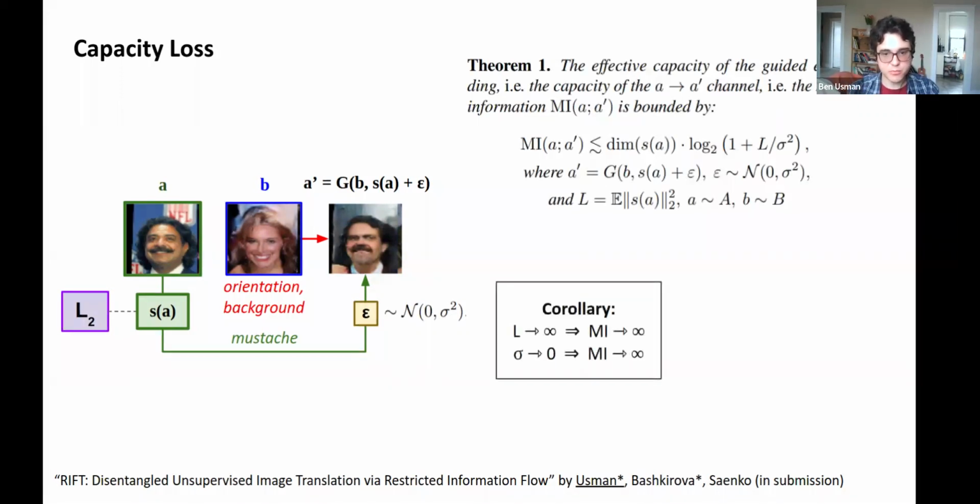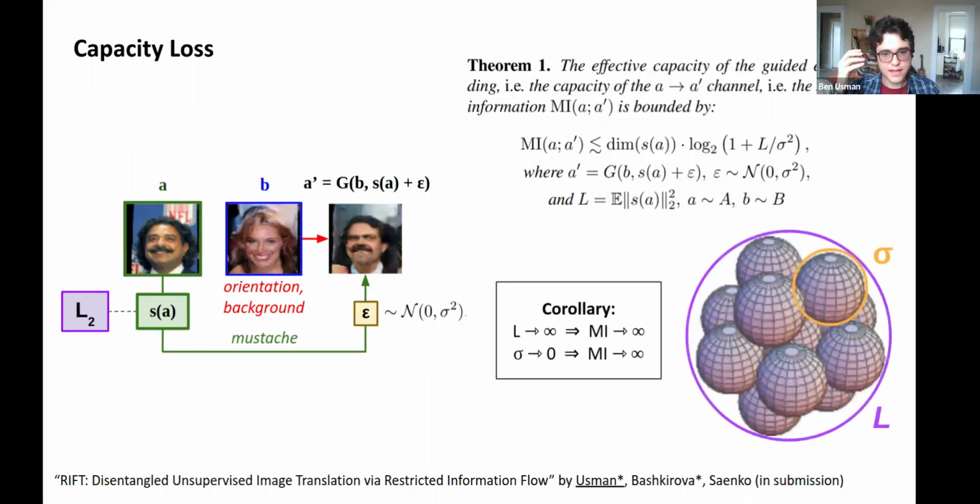And as you can see from the bound, if we disable the penalty on the norms and allow this term L to grow uncontrollably, or if we reduce the noise amplitude sigma to 0, in either of these two cases, the effective capacity goes to infinity, which makes sense intuitively, since in either of those two cases, it would correspond to just disabling the loss altogether, the capacity constraint.